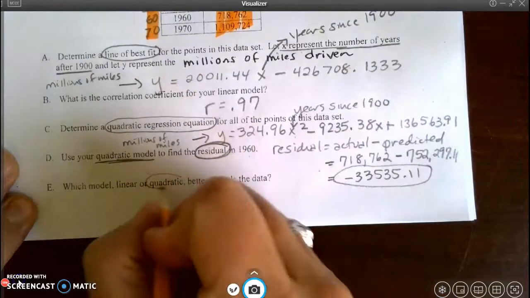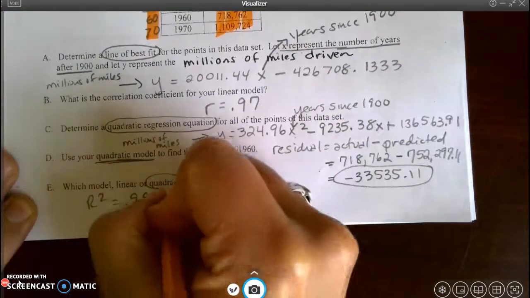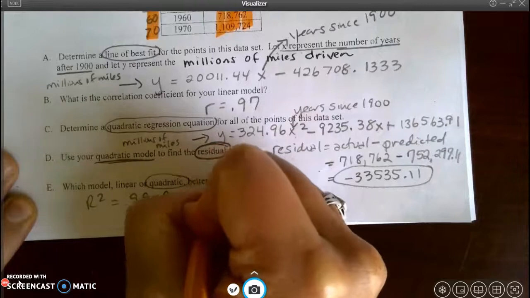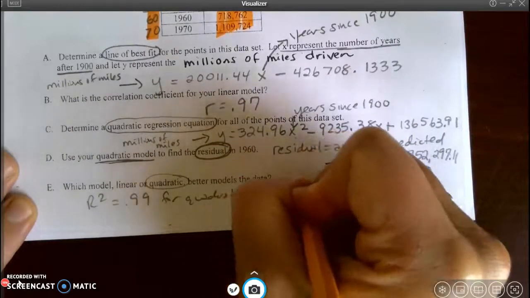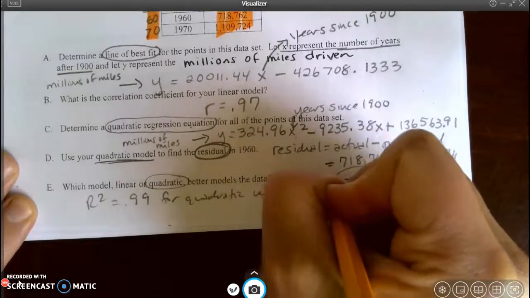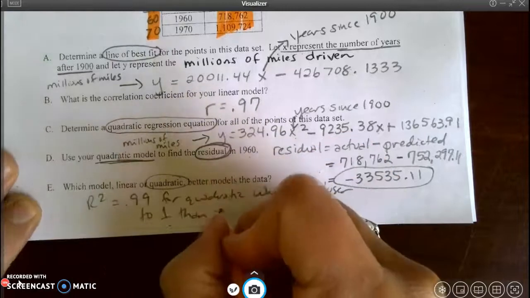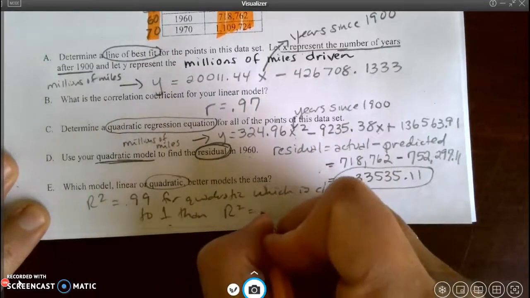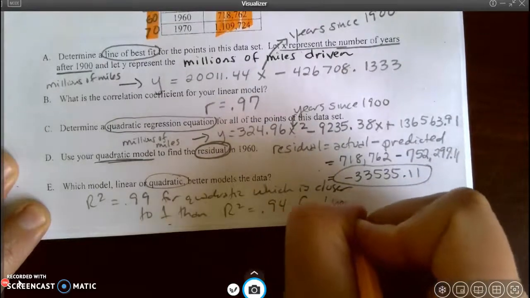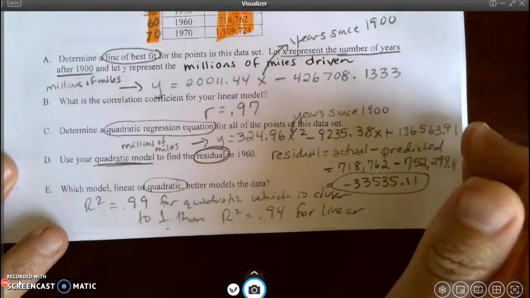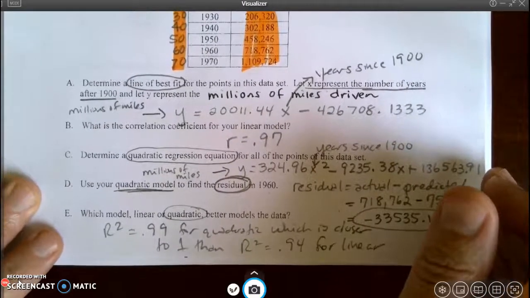I'm going to say quadratic. The r squared is 0.99 for quadratic, which is closer to 1 than r squared equals 0.94 for linear. I could also compare some residuals if I wanted to, but I'm just going to compare r squared values for now.